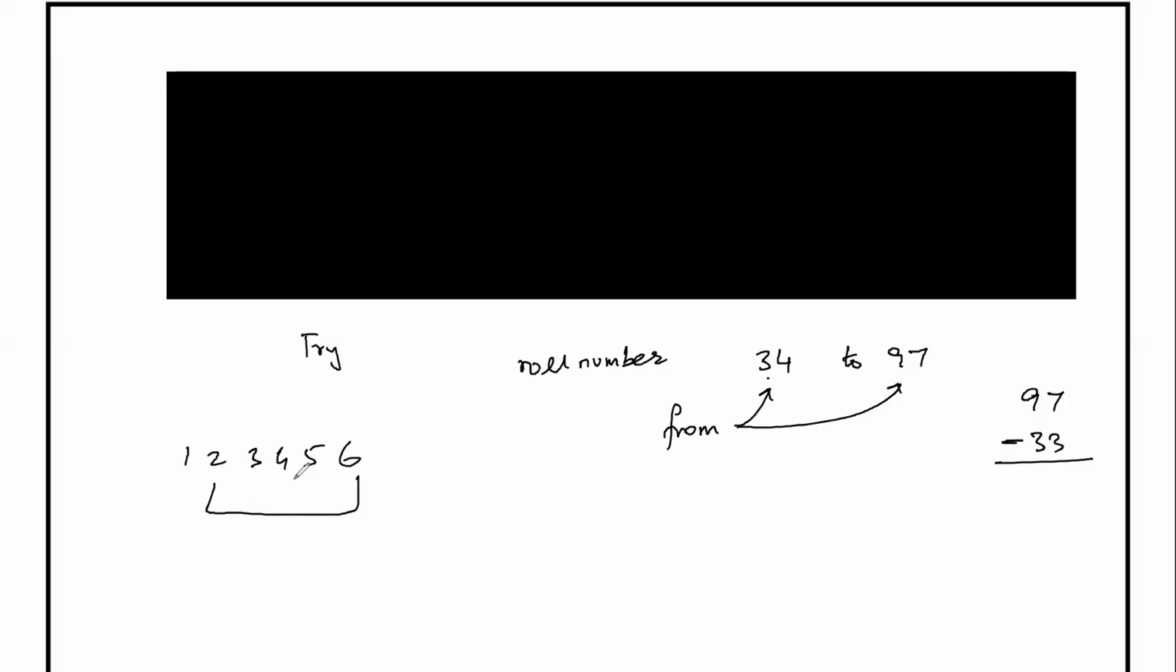So we know 2 to 6 we can count, there are 5 students. 1, 2, 3, 4, 5, 6, there are 5 students. So if you were to do 6 minus 2, then you end up getting a wrong answer. You see, 4 you're getting.